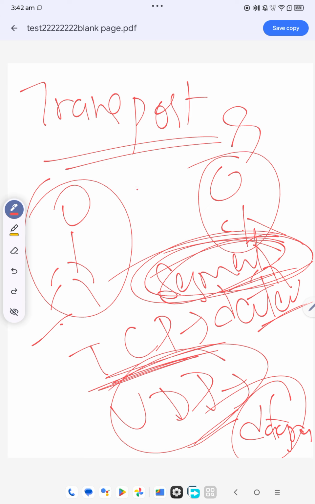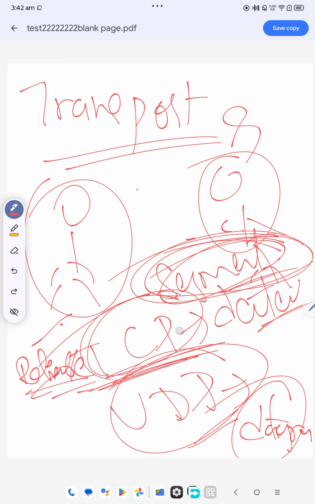Okay, I think you have understood that. TCP is connection based, and UDP is connectionless. TCP is reliable. Reliable means you can trust it. You can always trust TCP because it transfers data without errors.